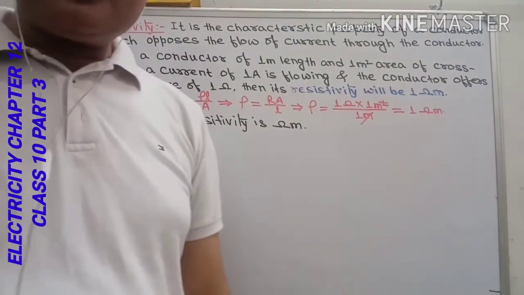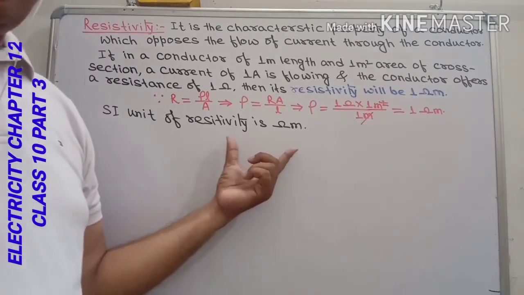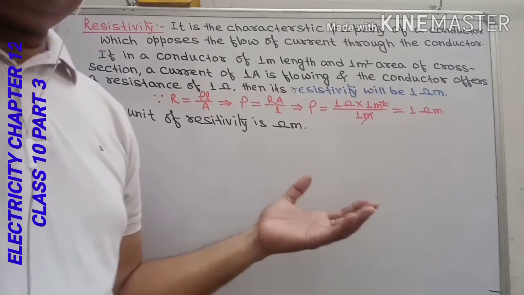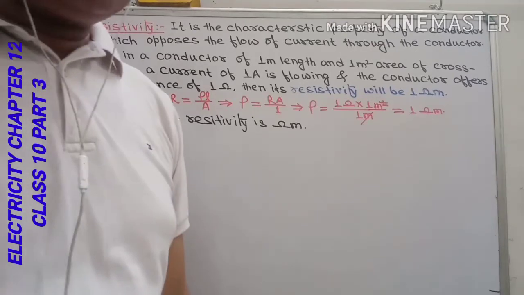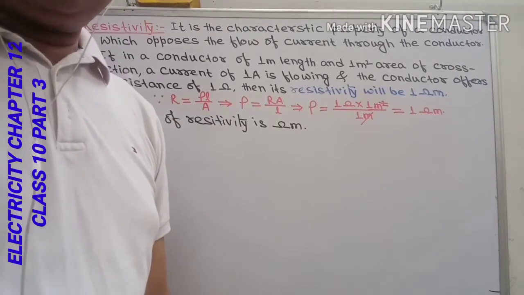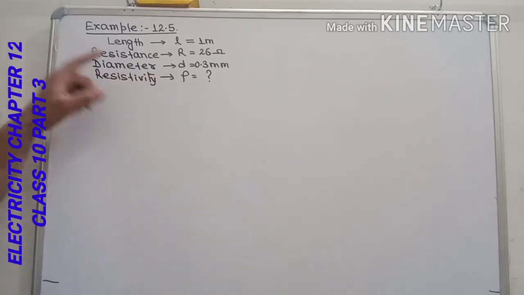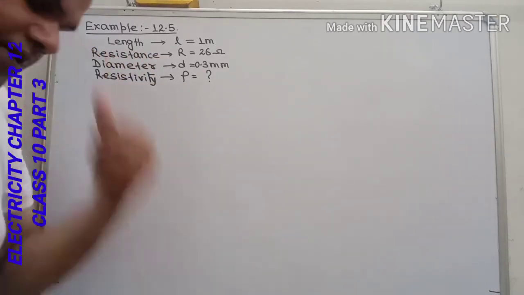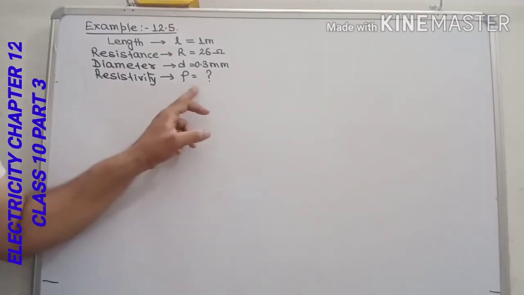Now let us solve an example related to resistivity and how we can find out the resistivity of a metal. So we will solve example number 12.5 of the NCERT book. In this example, we are given the length of the conductor to be 1 meter, the resistance of the conductor is 26 ohms, and the diameter is 0.3 mm, and we have to find the resistivity of the conductor.